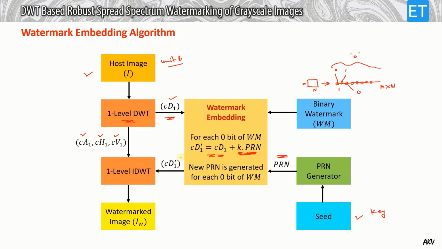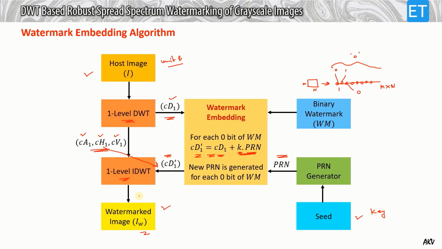After adding all the PRN sequences to CD1, we take this CD1 dash, and these 3 matrices are already there, which are unchanged. Along with this CD dash, we take one level inverse discrete wavelet transform to get our watermarked image IW. So this is our process of watermark embedding, which is easy.